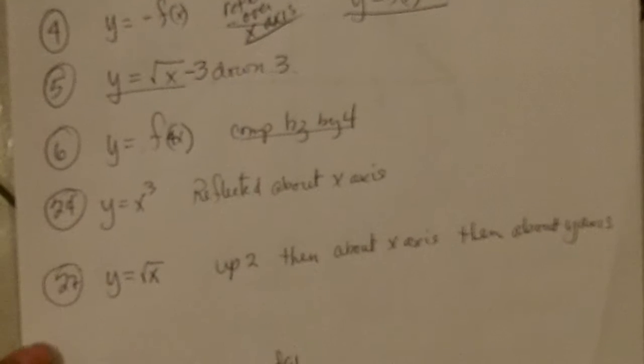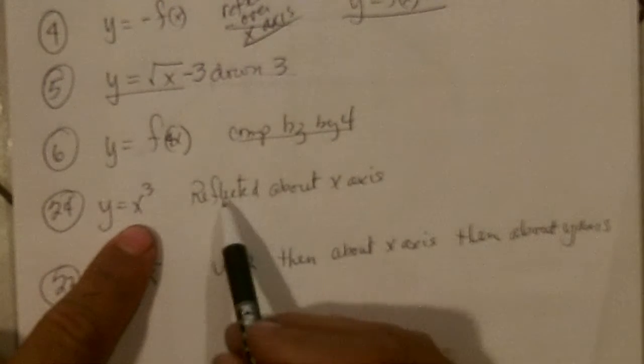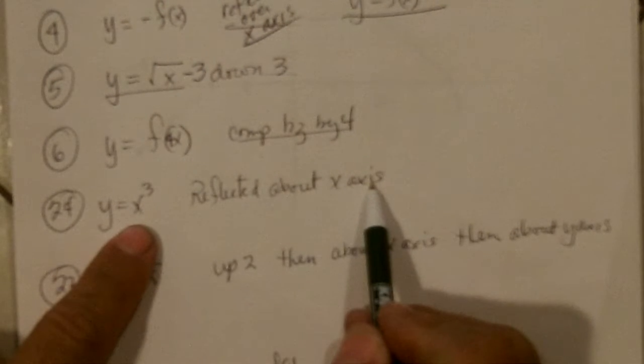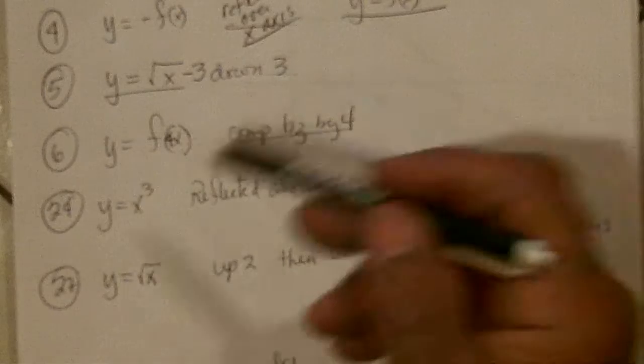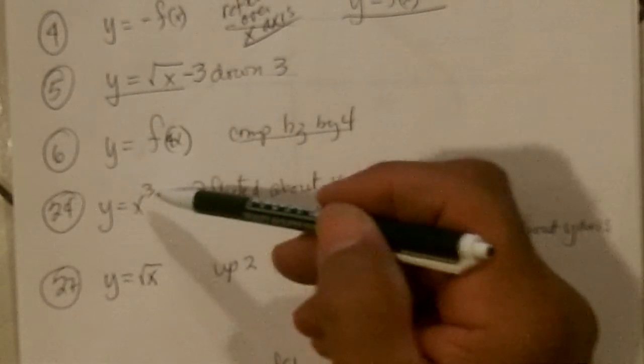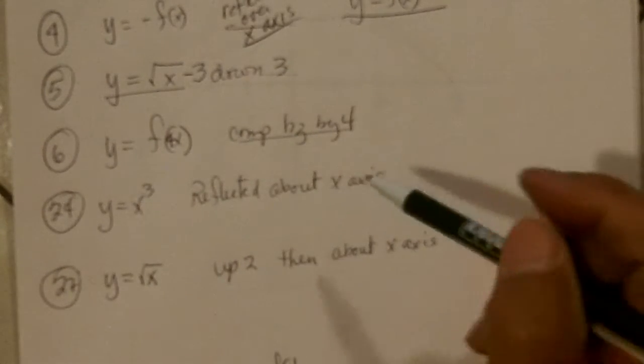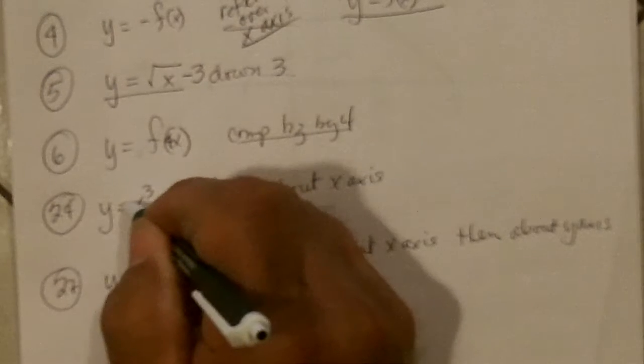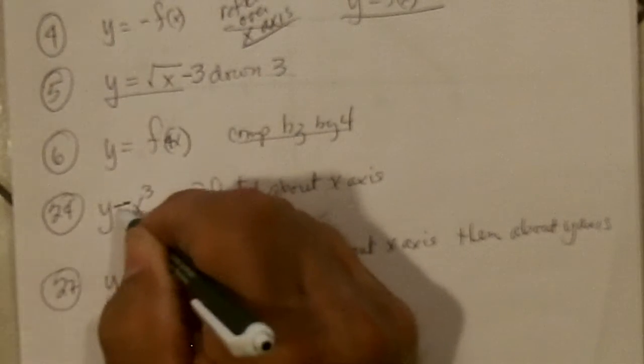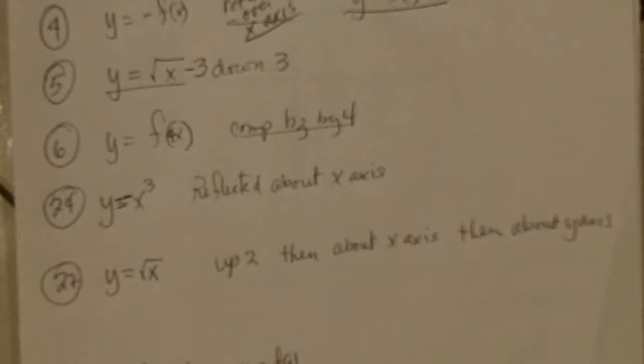What do you do to get this to be reflected about the x-axis? If you're going to reflect it about the x-axis, you're doing a vertical thing, so it has to be on the outside of the cube function, and reflections change the sign, so it's going to be negative x to the third.